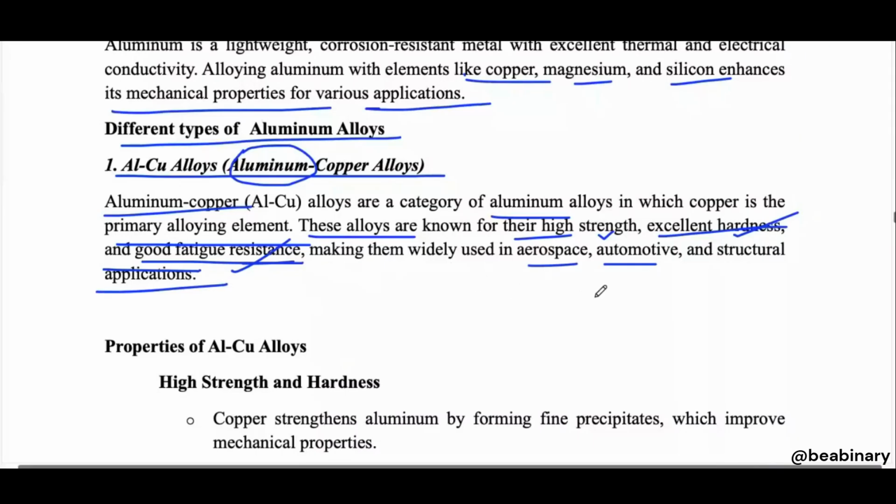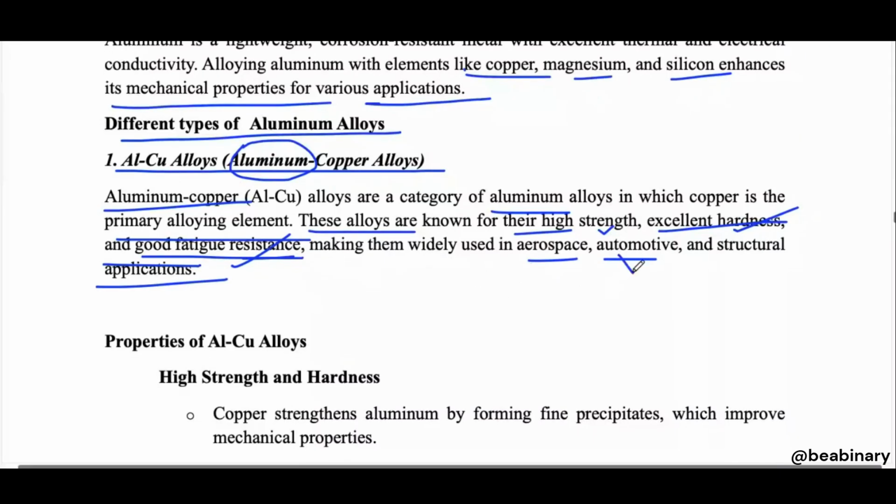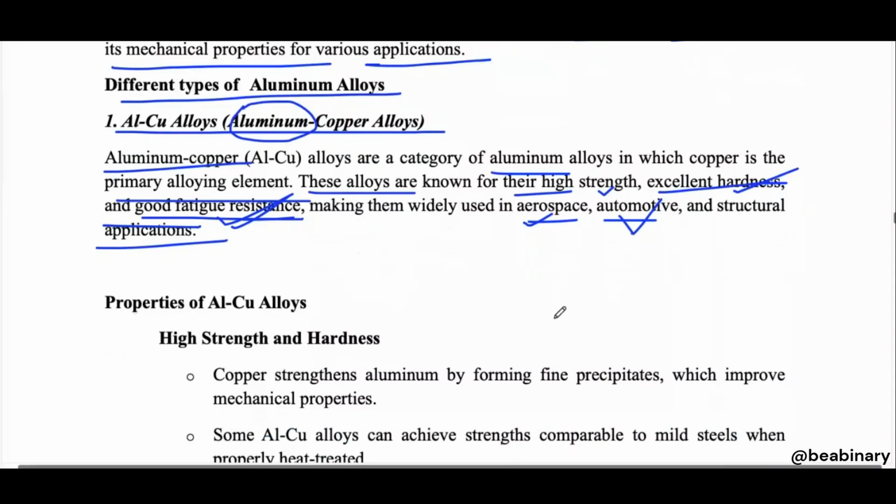Why are these taken as examples? Because in automobiles it's very obvious. Think about all the shafts used in automobiles; they must have high fatigue resistance. Structural applications also, and aerospace, such as aircraft and all that.